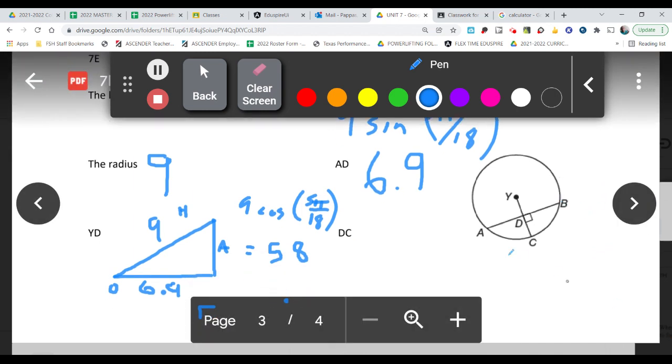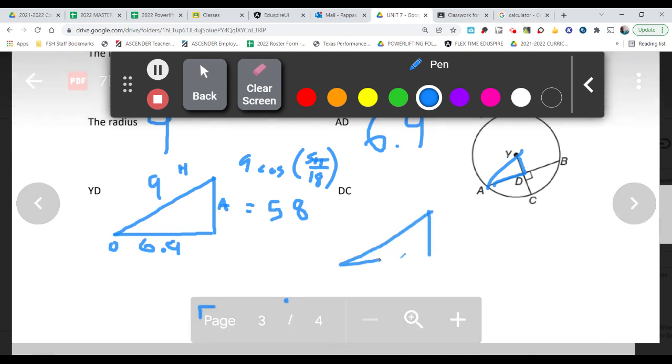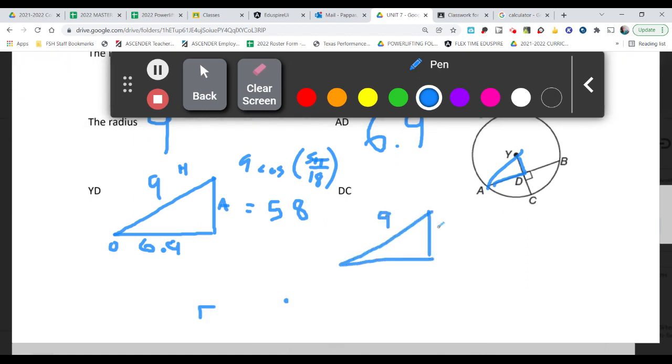All right. So in this little triangle right here, again, I'm going to blow it up a little bit. So that triangle, now we have radius of 9. This thing is 5.8. This thing is 6.9. The last thing it's asking us to find is DC. All right. How are we going to find DC, which is this little piece right down there?